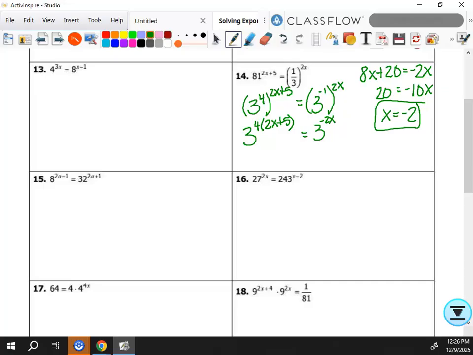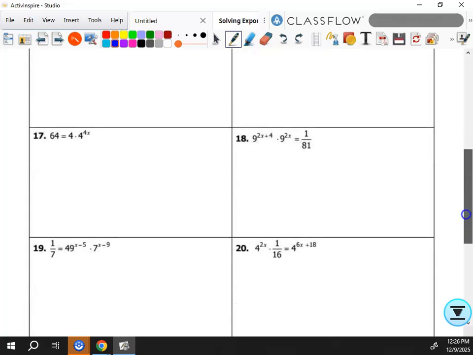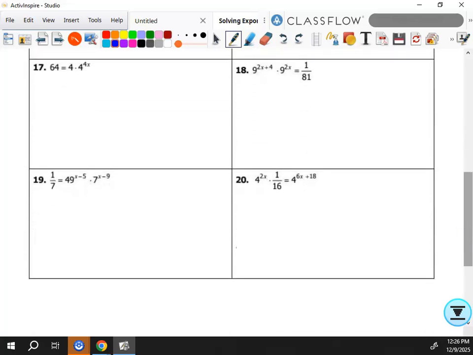Any questions at all? We good? All right, we're going to jump to 17. Okay, so what do you think we want our bases to be? Like, we could break it all the way down to 2, but could we use 4? Can you make 64 into 4 to some power? Yeah, because 4 times 4 is 16. 16 times 4 is 64. So, but then over here, I have a 4 times 4 there. Let's just go ahead and put 4.